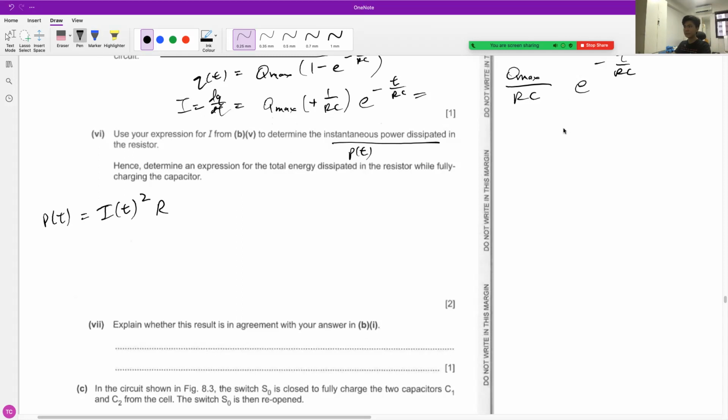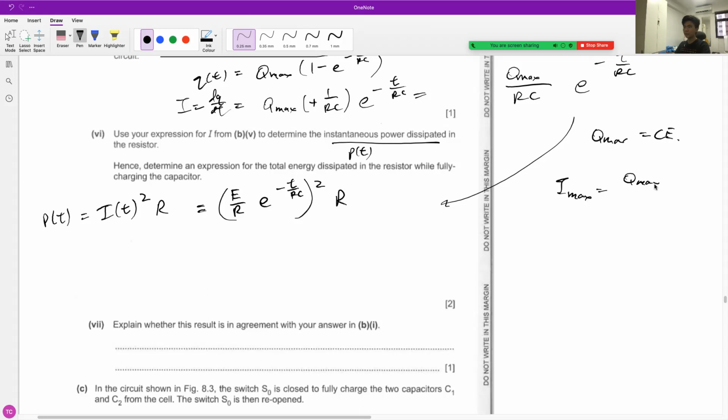So substituting this in, we just get Q max over RC. Q max is actually CE, so this is just E over R, e to the power minus t over RC. Then this thing squared times R. One thing we notice is nice over here is that at time t equals 0, your I max is equal to Q max over C over RC, which equals E over R.